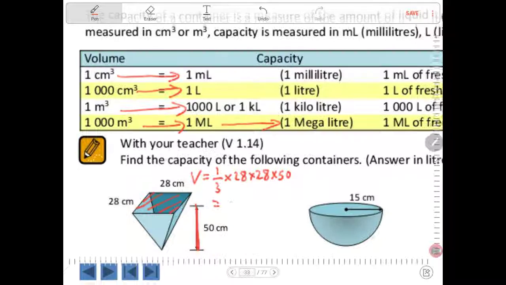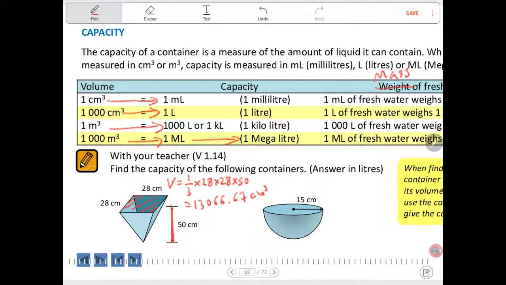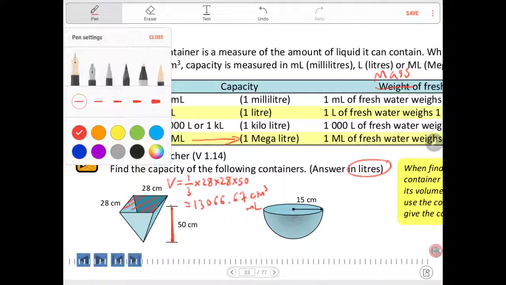Okay, so that gives us a total of 13,066.67 cubic centimetres. Now that is exactly the same in mils. So what we're asked for though is this to be in litres. So to convert this cubic centimetres or millilitres, exactly the same because it's 1-to-1. What do we do? Well, you might want to pause the video and see if you can figure it out, and then I'll do it in just a moment.